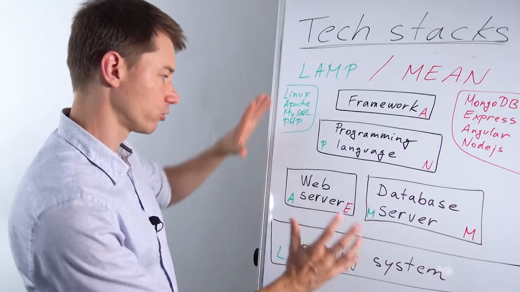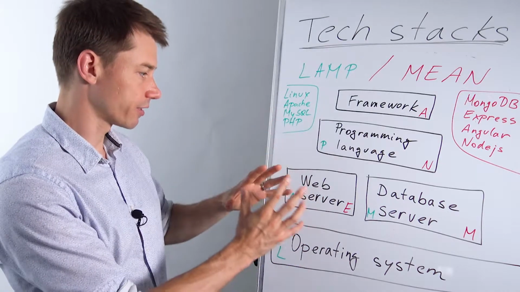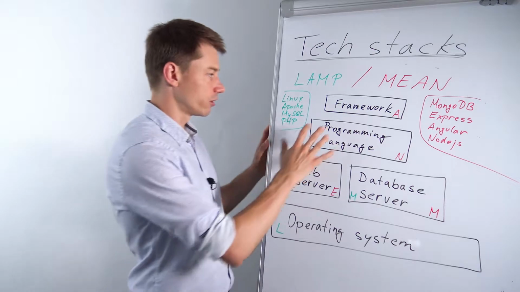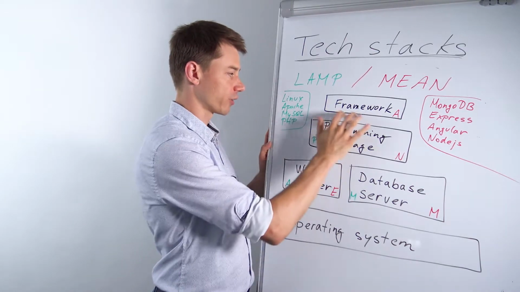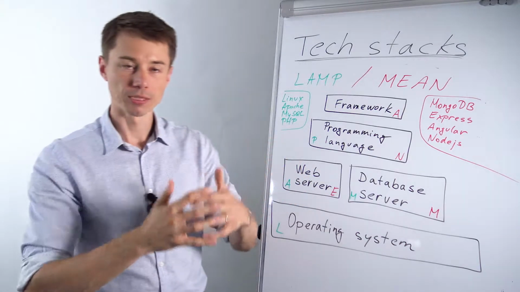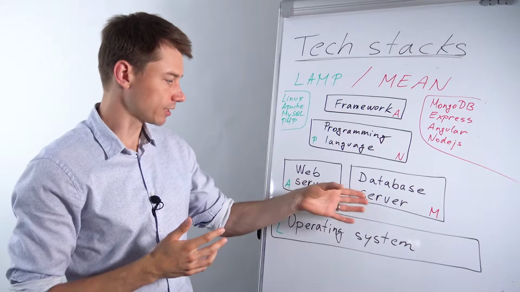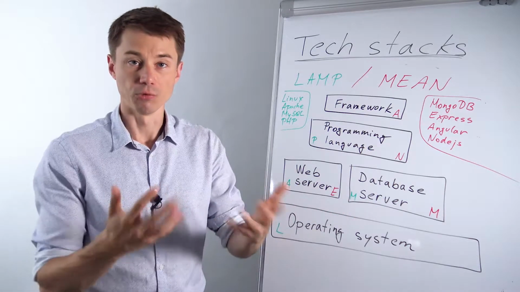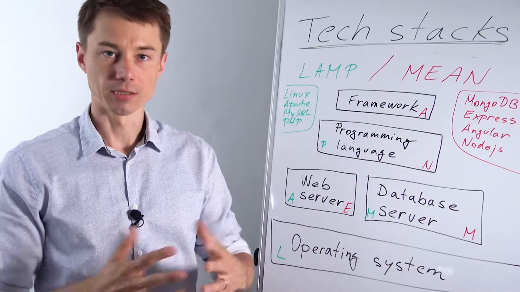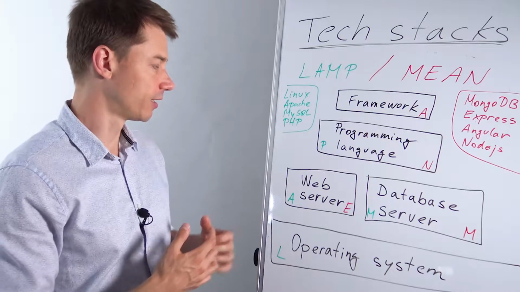But for now, I want to combine this all together so you guys see this as an ecosystem. A developer needs to know what kind of programming language and framework he uses, what kind of web server the company uses, or the client if it's in an agency, what kind of database the system will use, and what kind of operating system is involved in the creation of the software product.